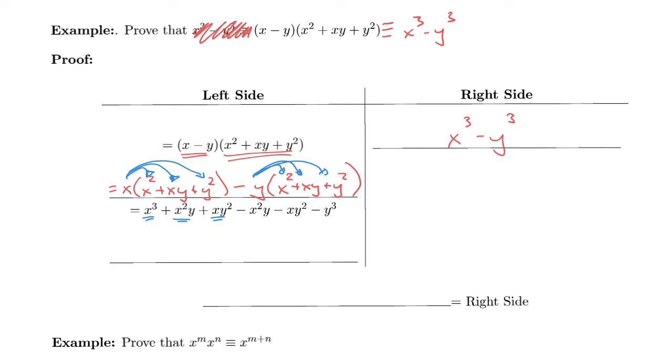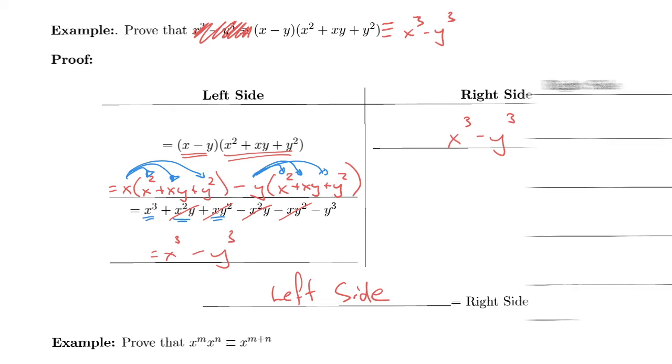Now, when I group together like terms, notice I get this x cubed, and the x squared y and the negative x squared y cancel. The xy squared and the negative xy squared cancel. And so what I'm left with is x squared minus y squared. And so what I've got here is that the left side is equal to the right side. And so I know that that's an identity.